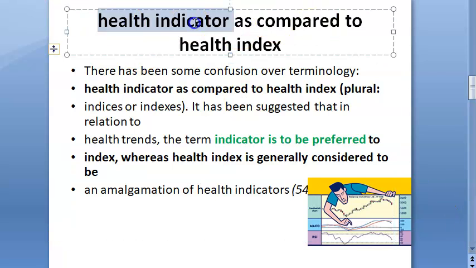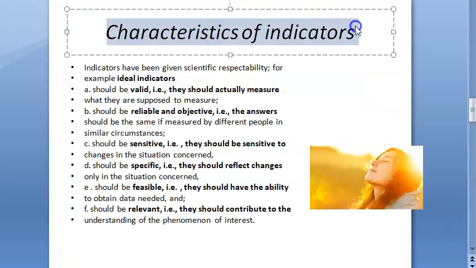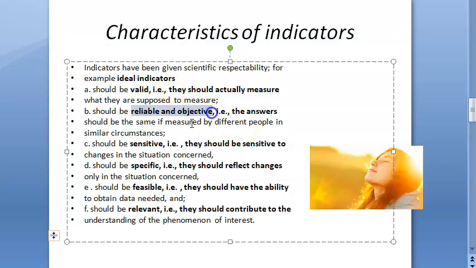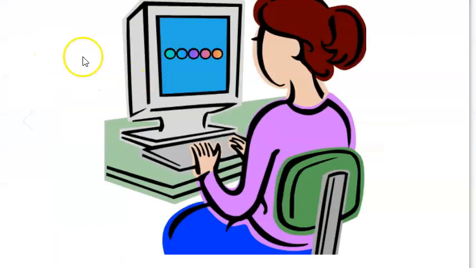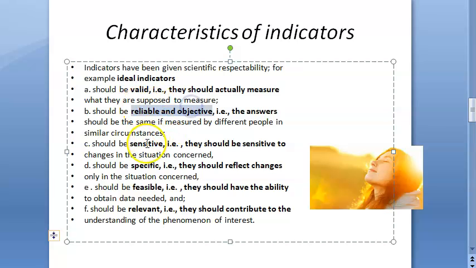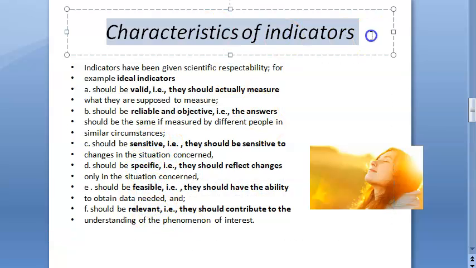In this video, what are we looking at? Health indicators. What should be the characteristics of an ideal indicator? It should be valid, it should measure what is supposed to be measured, it should be reliable, objective, sensitive, specific, feasible, and relevant. All these things you'll have to write about an indicator. Objective means it should not be subjective. So these are the characteristics of indicators.